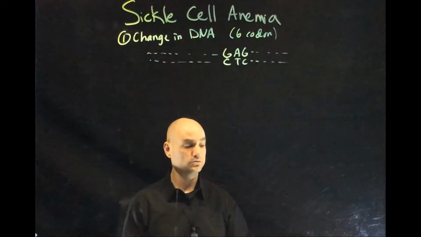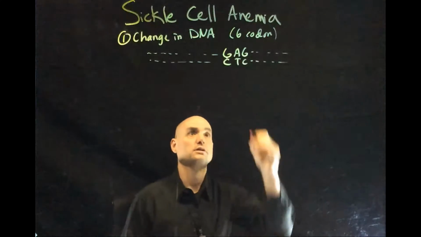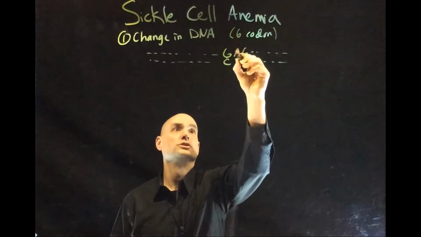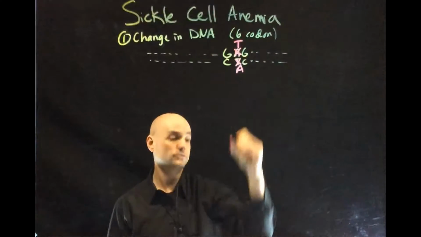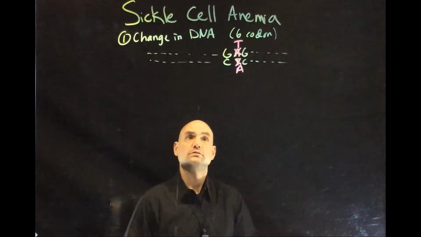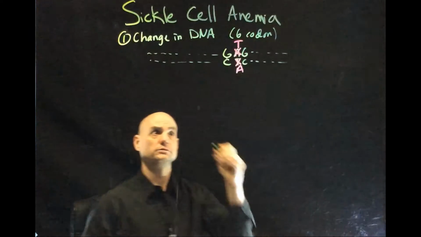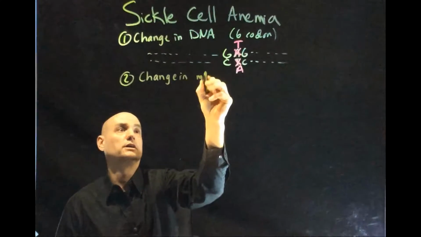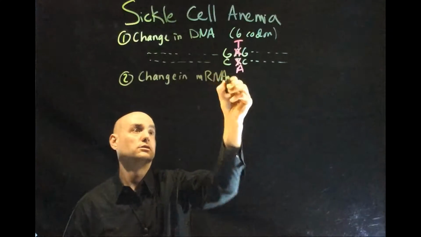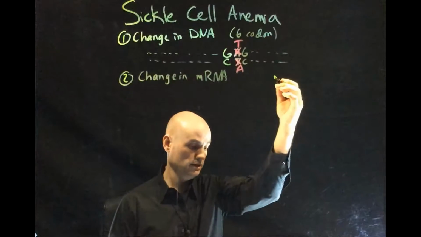Okay. So what happens in sickle cell, though, sickle cell has this changed to a T, which then changes this to an A. They flip-flop. Okay? So there's the change in the DNA. Doesn't seem like a big deal yet. Well, number two, what we could have is a change in the mRNA.